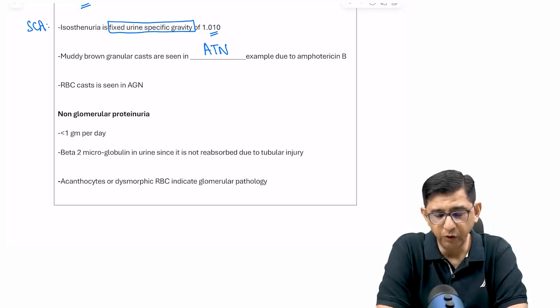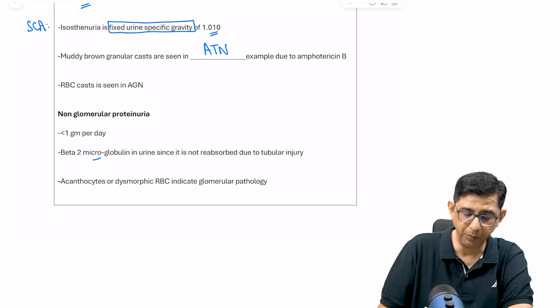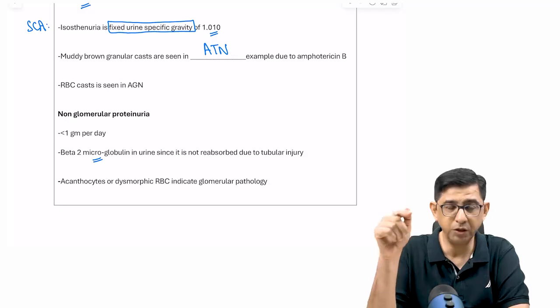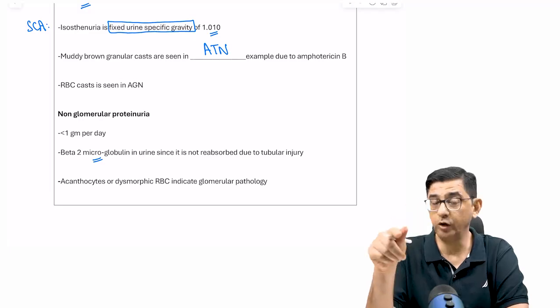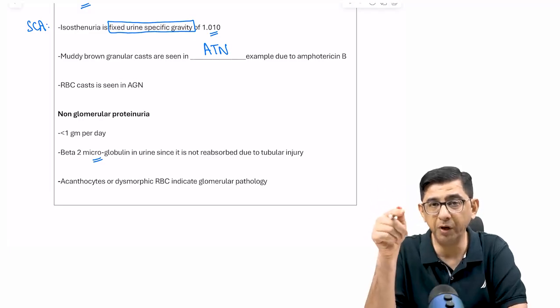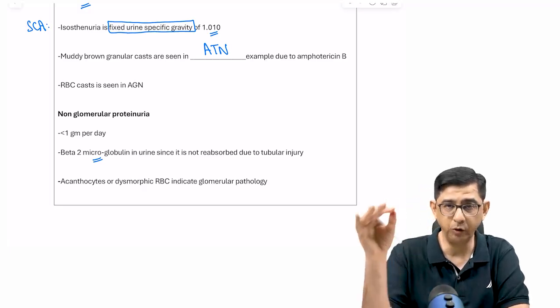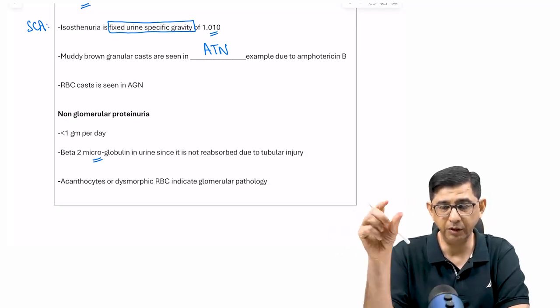Then is the finding of non-glomerular proteinuria. This would always be less than 1 gram per day, and the major protein present here is beta-2 microglobulin, and this beta-2 microglobulin cannot be lost across the filter of the dialysis machine. So it keeps on accumulating, and it accumulates where? In the neurons. So you remember there was dialysis dementia. I just wanted to bring to your attention that beta-2 microglobulin protein cannot be filtered across the dialysis filter.